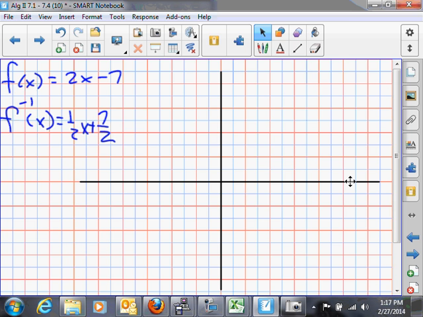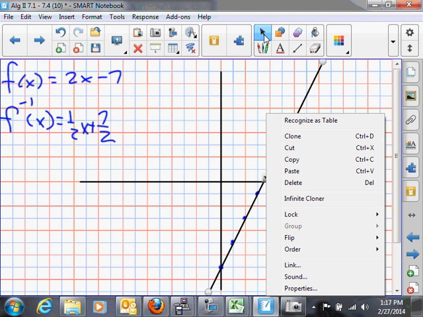Okay, let's take f of x is equal to 2x minus 7, and we're going to graph that. Now, we know that f of x equals 2x minus 7 goes through negative 7 on the y-axis, and it's got a slope of 2. So there'd be another point here, and here, and here, and here, and here, and here. So the graph would be this line. Now let's just make that one blue.